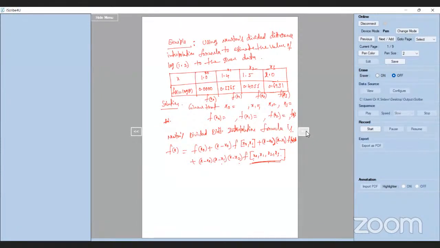So what are these values? We know x0, f of x0, x1, f of x1, and so on. How can we get these divided difference values? F of x0, x1 is equal to f of x1 minus f of x0 divided by x1 minus x0. That is what I am going to say: we have to construct the divided difference table as I explained in the previous class.